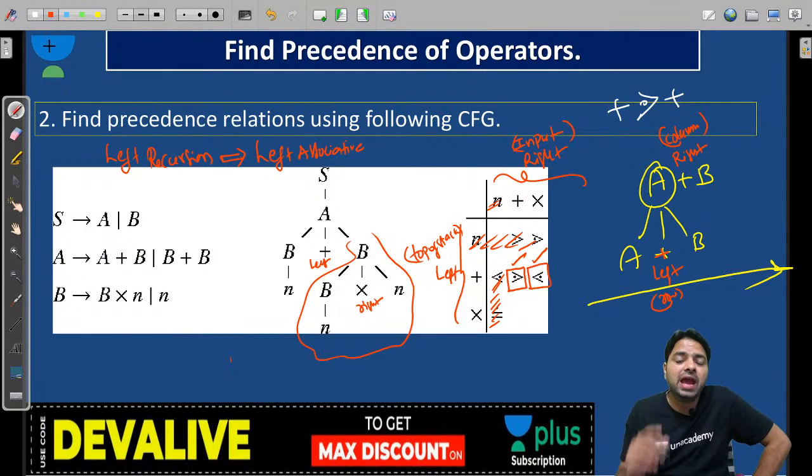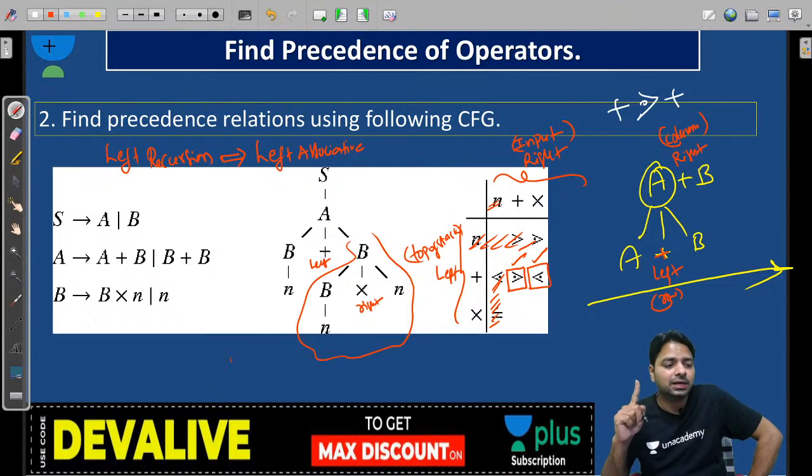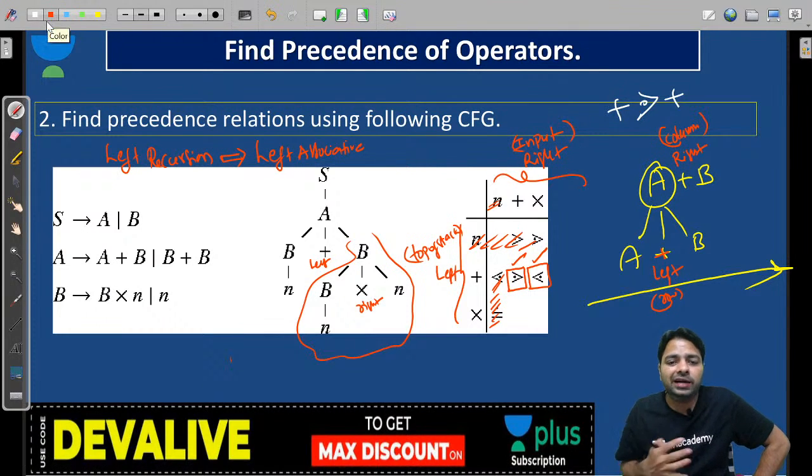Every time, every entry is one problem in the exam. Remember that. Every entry is one problem. I'm solving here nearly 5 problems. It's not going to be easy, guys. You need to think 5 times.